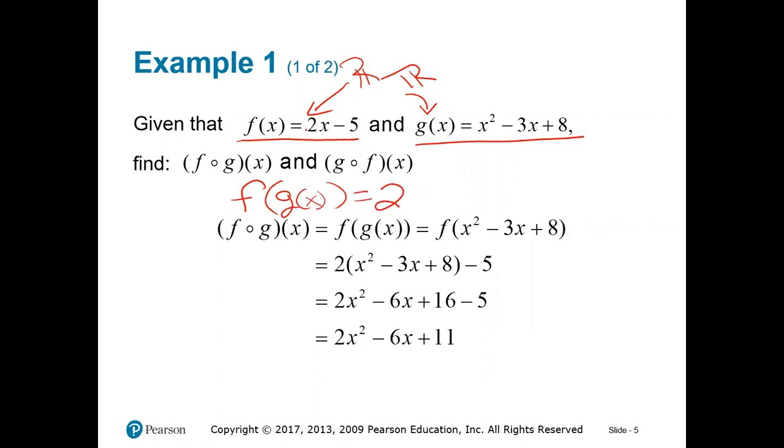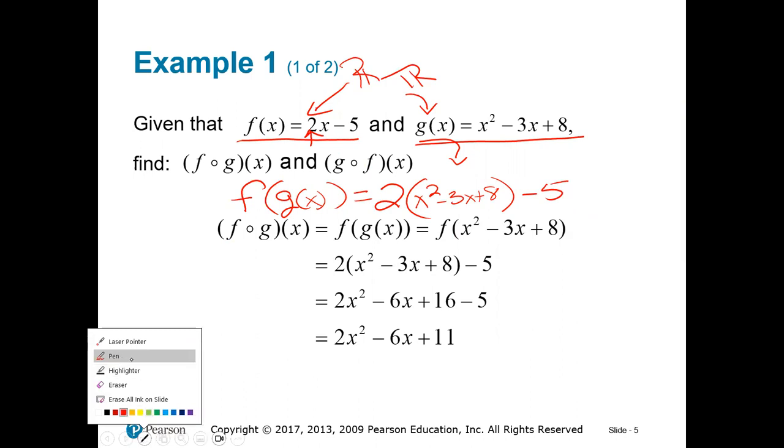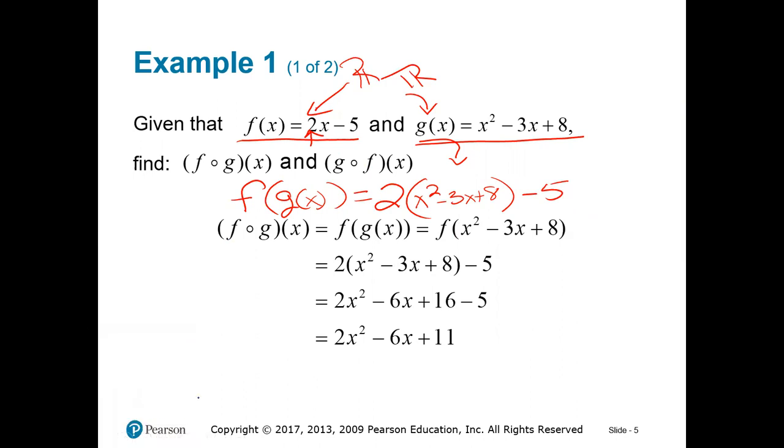So I have 2 right here, right? 2 times x. And what is x now going to be? It's going to be whatever my function is for g. So x squared minus 3x plus 8. And let's bring down the rest of that f function.